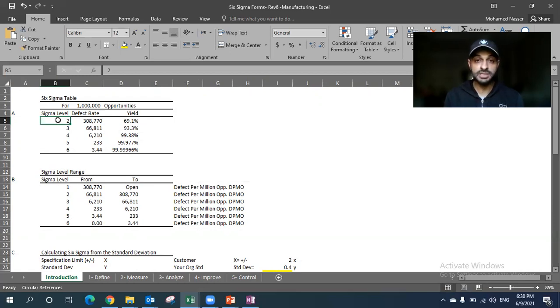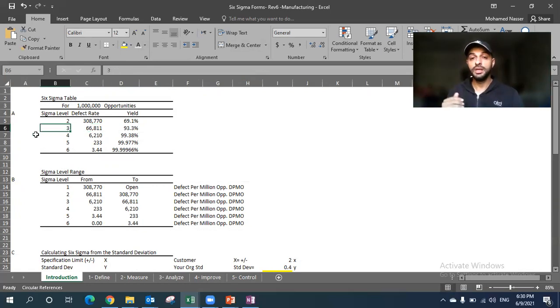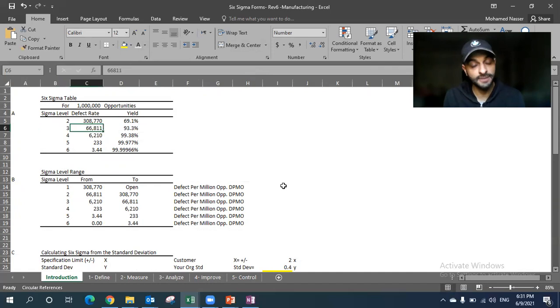the performance of your items is above 69.1. It means 69.1 percent of your items are okay. This is the yield. So you can remove the word yield and write performance. You can remove the defect rate and write defected items. You got it? And then, the more Sigma level you reach, the fewer defected items you have. The higher the level you reach, the lower the defected items you have, okay?